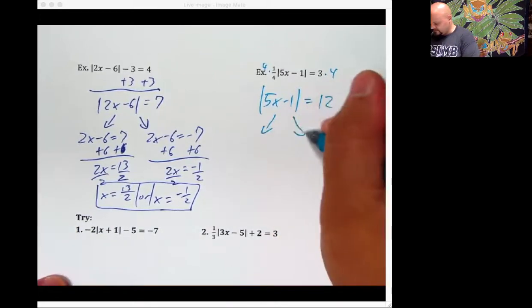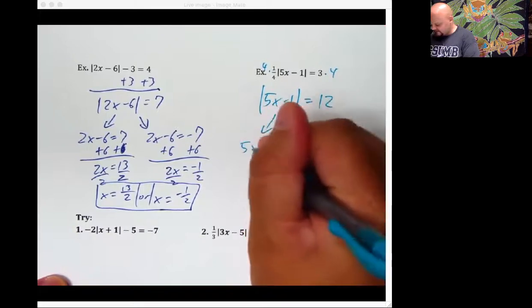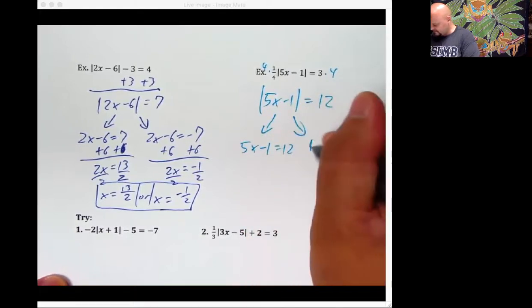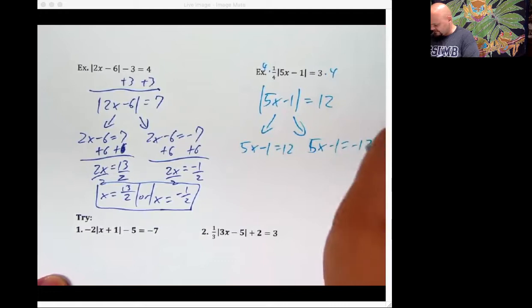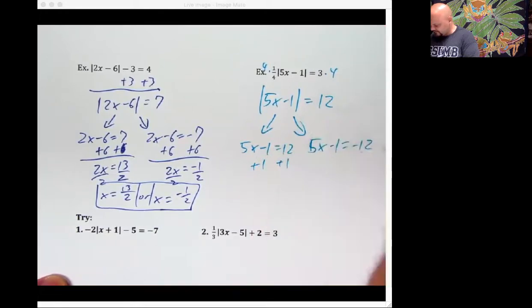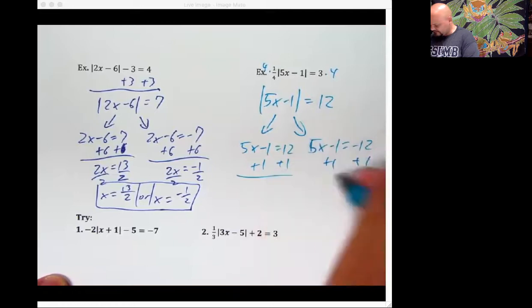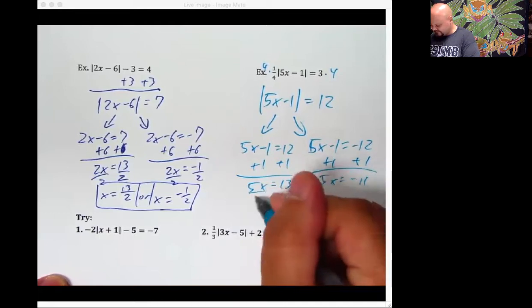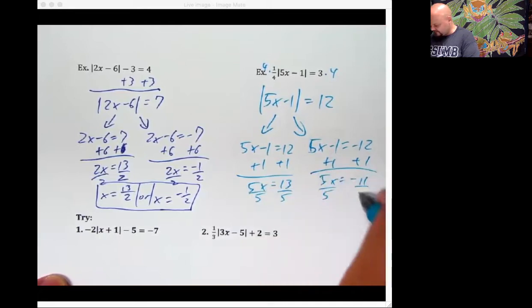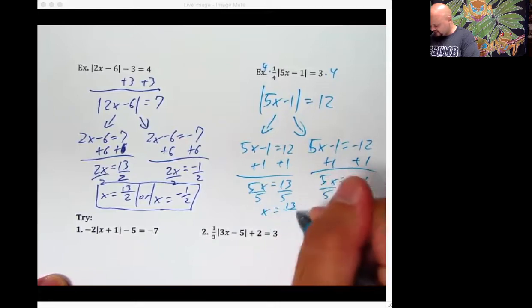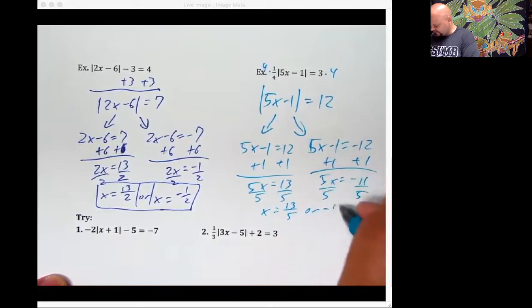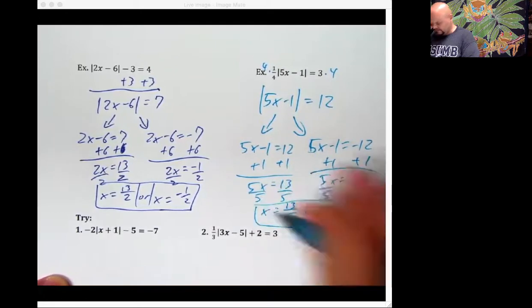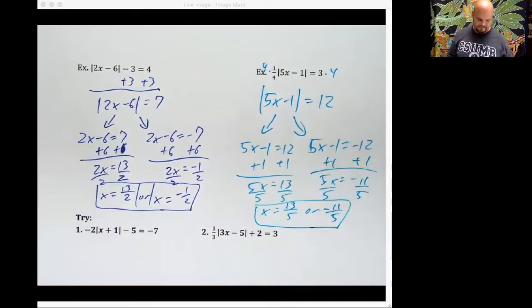Split them. That's what destroys the absolute value sign now. I've got 5x minus 1 is equal to 12, and 5x minus 1 is equal to negative 12. Identical work, plus 1, plus 1, plus 1, plus 1. Different answers. 5x is equal to 13. 5x is equal to negative 11. Divide by 5 on each. X equals 13/5 or negative 11/5. Man, I hope I did that right. It feels like I did that right. Yeah, I'm good.